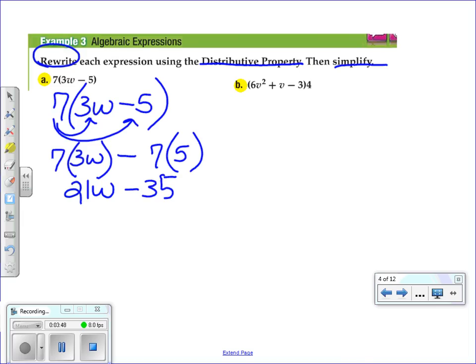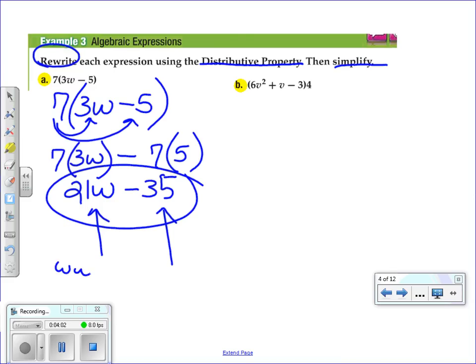And that expression is simplified because 21W and 35 are not like terms, so we can't combine them. We can't add 35 to 21Ws. Remember, 21Ws means we have exactly that many W's, 21 of them. 35 doesn't have any W's. It's just plain old 35. So you cannot add it or subtract it from something that has W's attached to it.